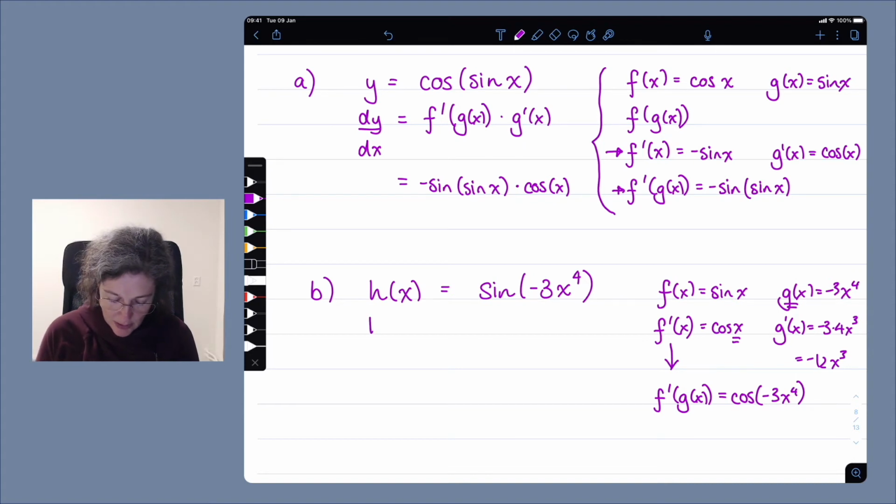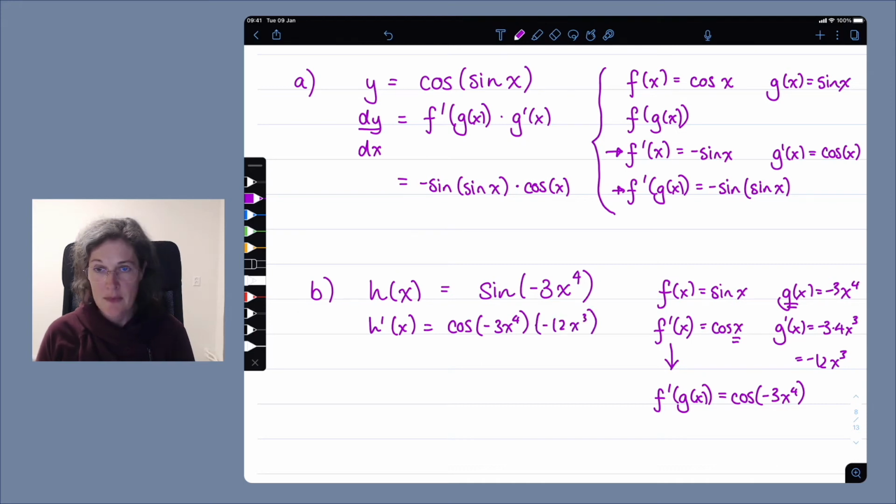So if I write this all out, my derivative of h is going to be the cosine of minus 3x to the 4 times the derivative of minus 3x to the 4, which is minus 12x to the 3. So just tidying things up a little bit, because it makes my mathematician soul happy, I'm going to move this term to the other side. So I've got a minus 12x cubed times cosine of minus 3x to the 4.